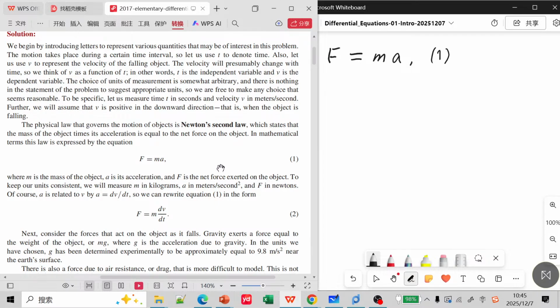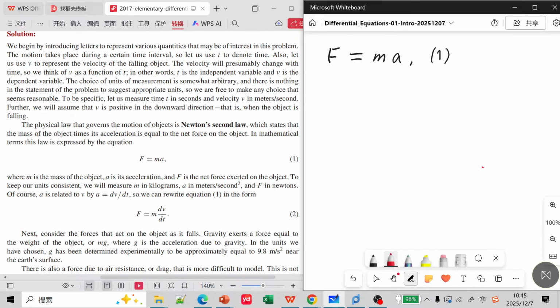Maybe we can try to draw a picture. Use the red color. This is the object, and it's falling down to the ground. And here it has the force F.